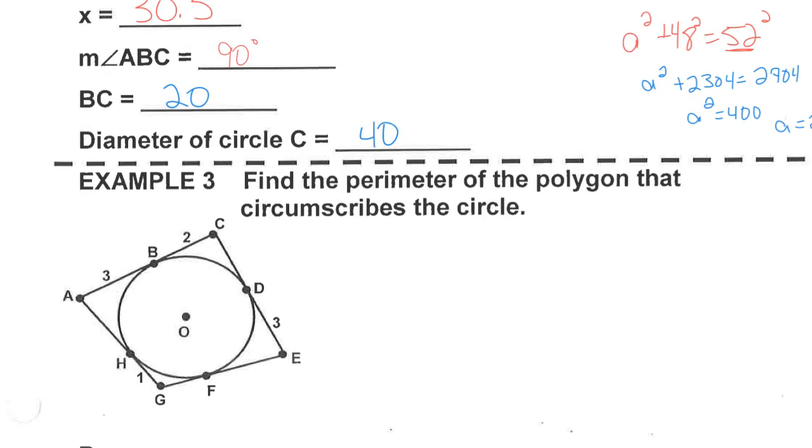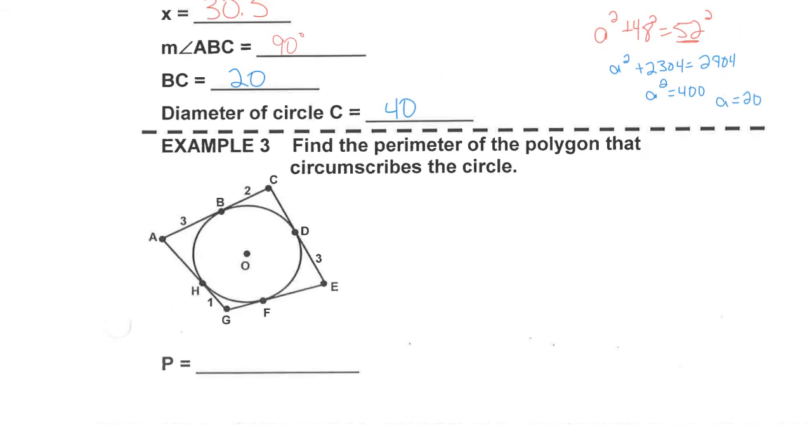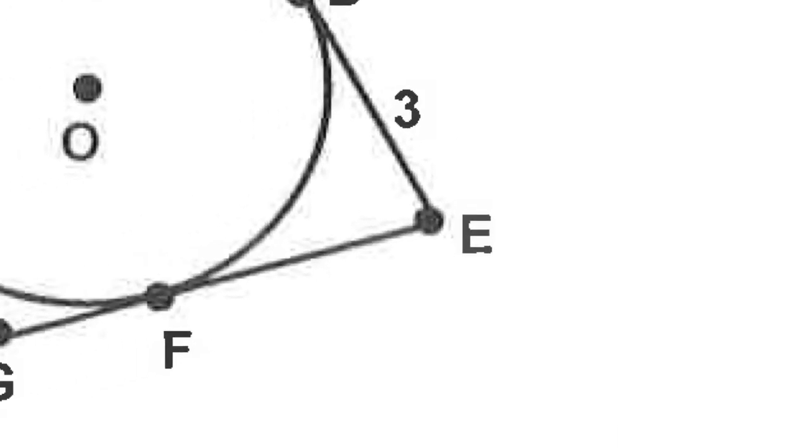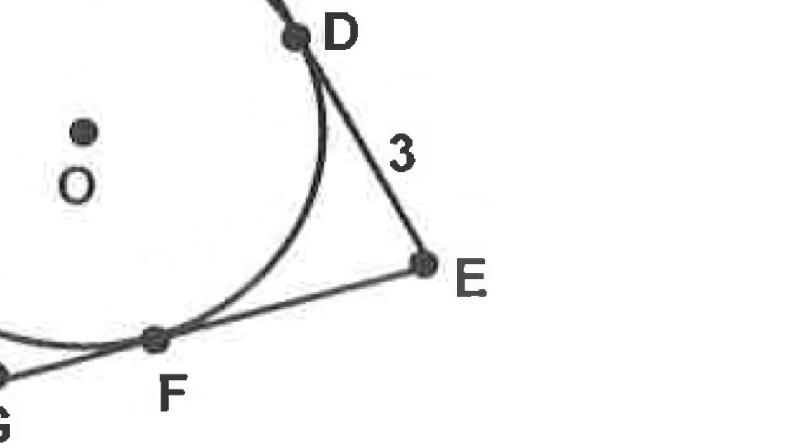The last one, this one's pretty easy, I think. It says find the perimeter of the polygon that circumscribes the circle. Now remember yesterday, and this happened on the last problem, if I just look at this piece, there's 2 points of tangency. So I got two tangent lines that go from E to those 2 points. So that means these are congruent. So if that one's 3, so is that one.